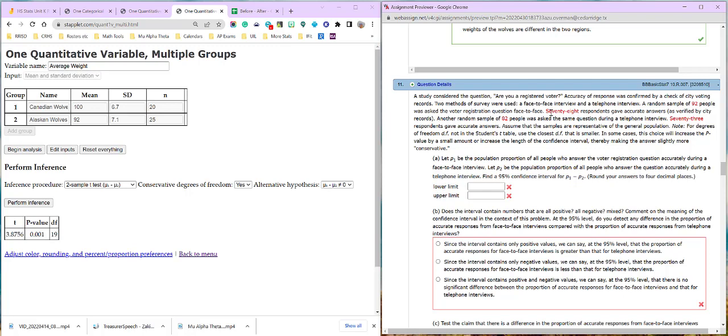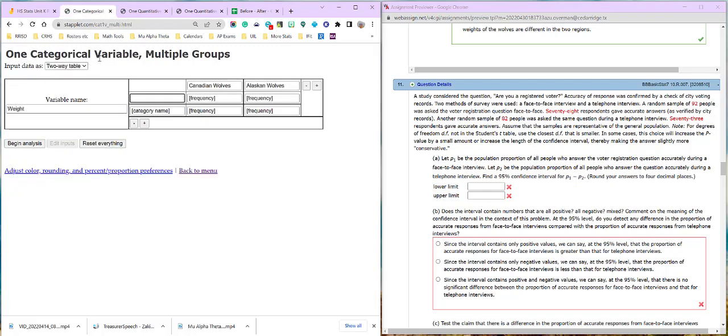Okay, so notice a study considered the question, are you a registered voter? So your answer on this is categorical variables, all right? So that means you want the one categorical variable, multiple groups. That's the Statlet you want, okay? So if you look at this, we have two methods. We have face-to-face interview. Ignore this. I started doing it for wolves, but it wasn't right. That was quantitative. Face-to-face, and then the other one is telephone. So those are, and then we look at the proportion.